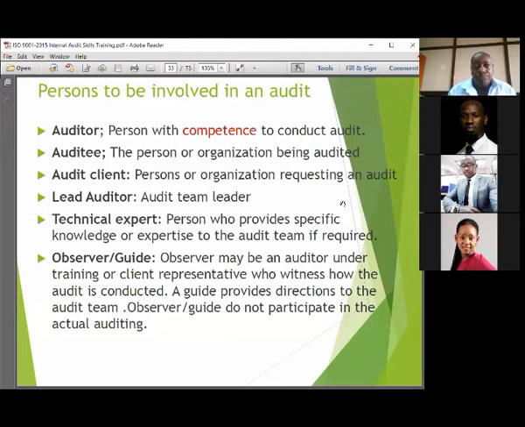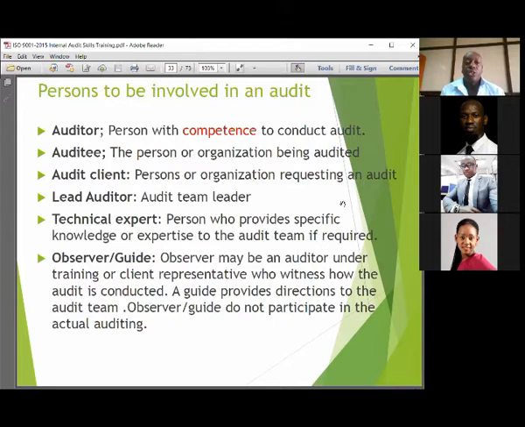Now there are various persons that are involved during an audit. The first and foremost is the auditor. And who is an auditor? A person with competence to conduct an audit. And competence comes through training, skills and experience. So if you have that, and we have defined the competence in one of the slides, you qualify to be an auditor. Auditee. Auditee is a person or the organization being audited.